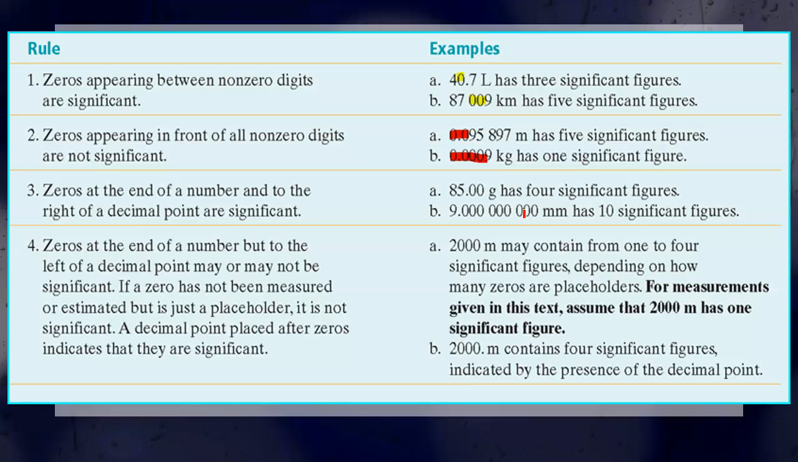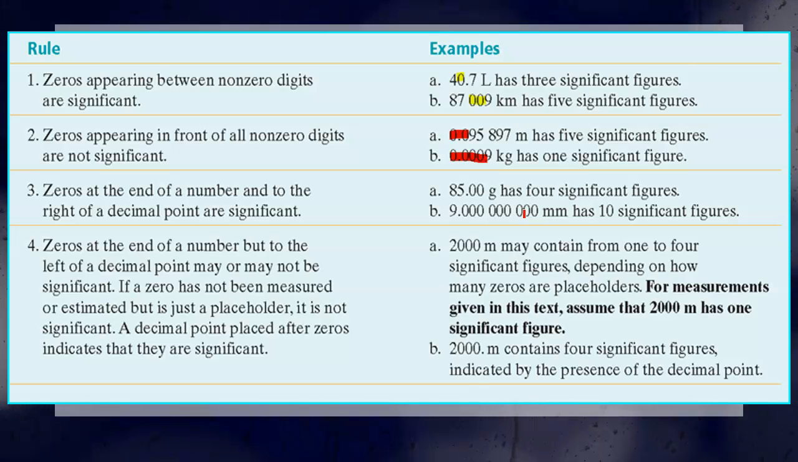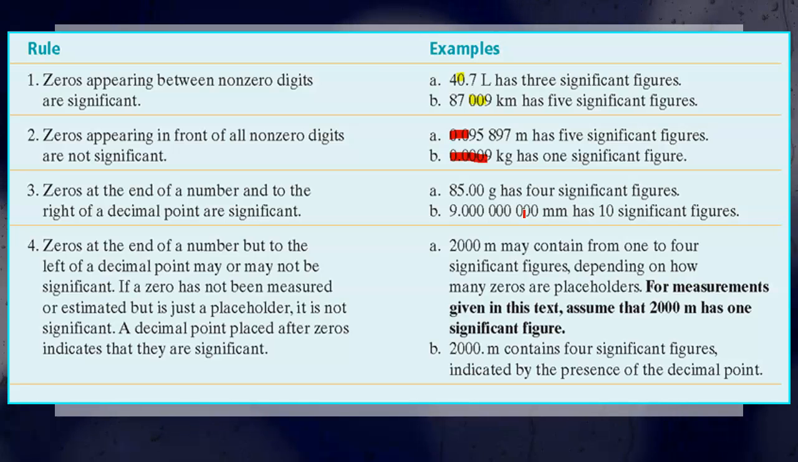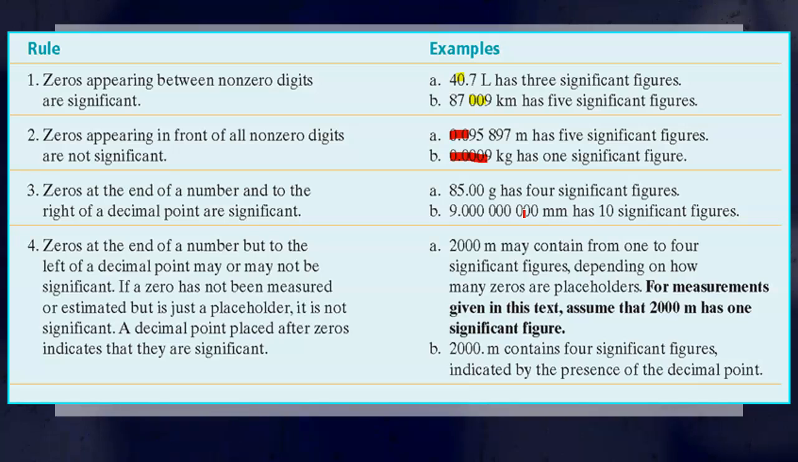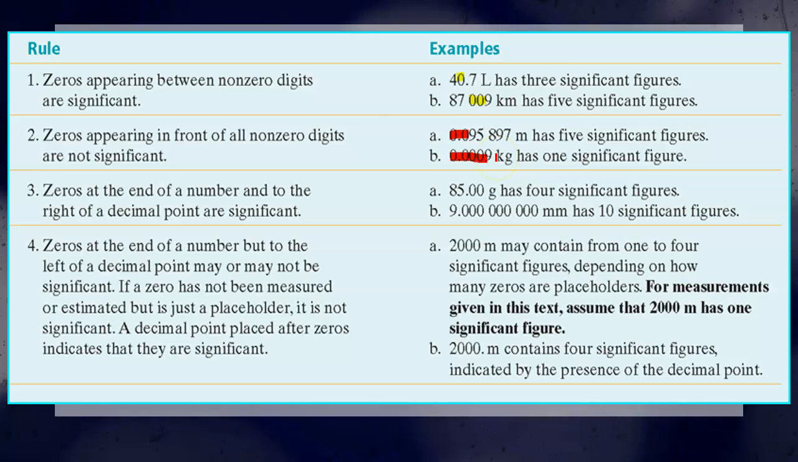So my rule of thumb is just always go left to right and find your first non-zero and start counting from there. So ignore all the zeros to the left. Now I'm here, and we can start saying that there's 5 sig figs. Ignore everything to the left. Now I'm at 9, so ignore all these. Once I'm at 9, I start counting, and I get 1 sig fig.